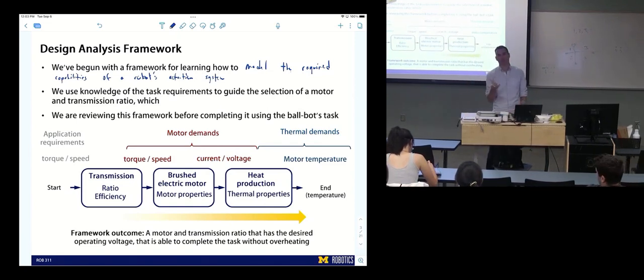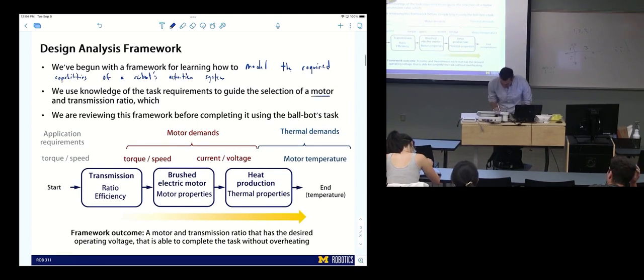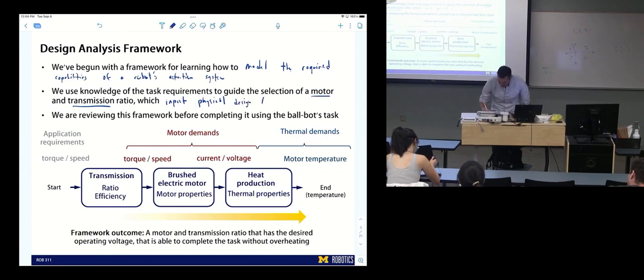You would need some description of the output mechanics, which you could either model like we're doing, or maybe you have that from a paper or another investigation. There might be other ways to get that, but the most common way is to model it, some version of what we're doing here. We want to use knowledge of our task requirements and selection of motor and transmission, which impact physical design and control. So we want to make some smart choices now that we're going to reap the benefits of when we're doing the physical design and control.